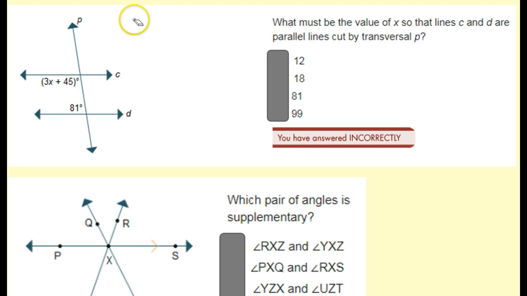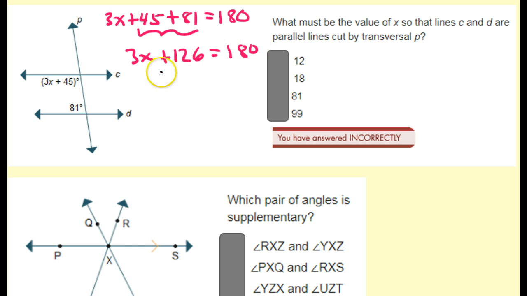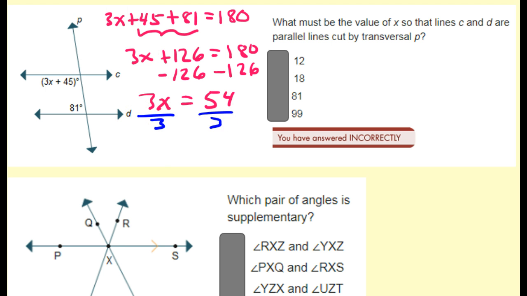Okay, so that means that the sum of these two angles is 180 degrees. So 3x plus 45 plus 81 has to equal 180. So let's combine like terms. So 3x plus 126 is equal to 180. And now let's subtract 126 from both sides. So 3x is equal to 54. And then it's time to divide both sides by 3. So x is equal to 18. So that's what we were being asked to find. What is the value of x? So this must be the answer right here. And there you go.